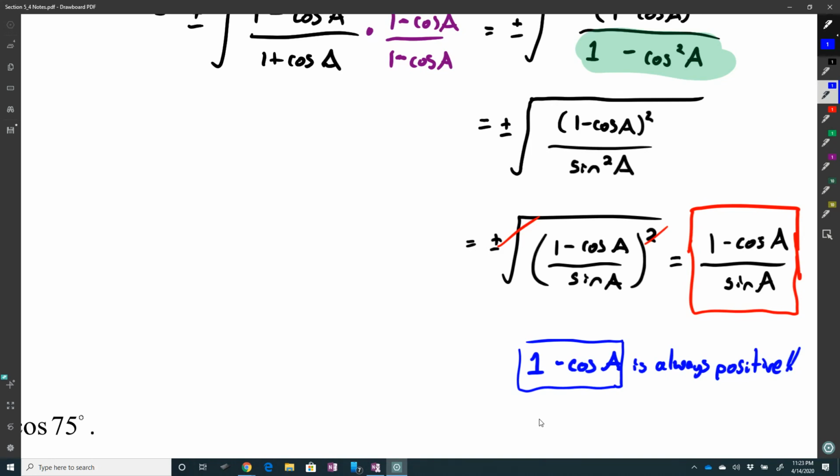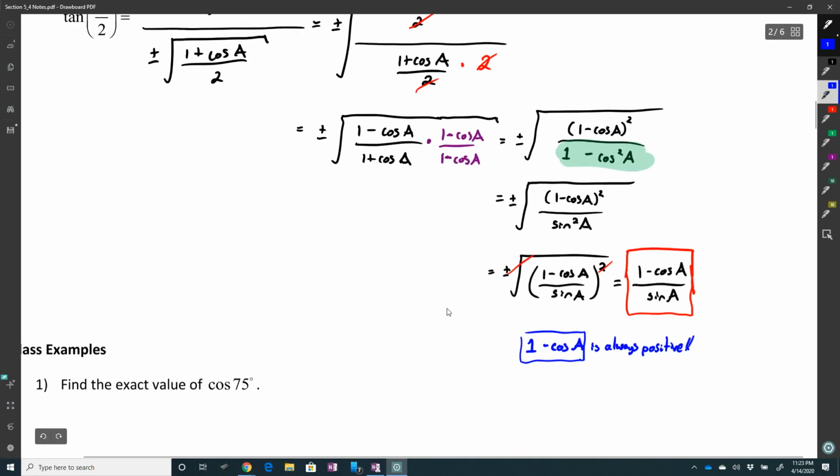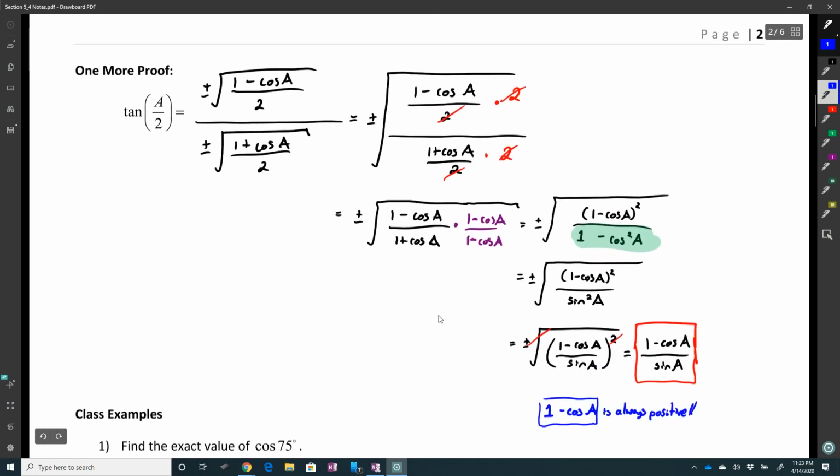Anyway, so the article that I read said, okay, since that's always positive, the sign depends on whatever sine of A is. So if sine of A is positive, it's positive. If sine of A is negative, it's negative. And so that was their justification for getting rid of the plus or minus. But anyway, if you want, I can show you, email me, and I can show you another proof where the plus or minus isn't an issue. But anyway, that's the tangent.